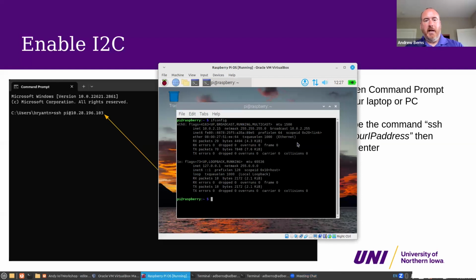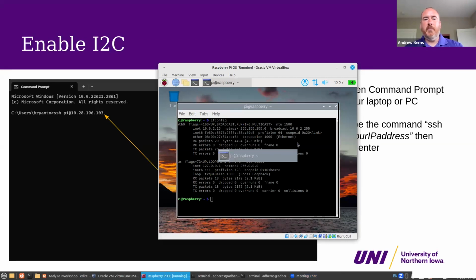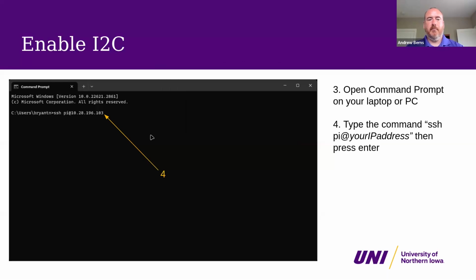Mine would be 10.0.2.15. Most likely yours is going to be 10 dot something or a 192.168 dot something. So you'll type that in and then press enter. What that's going to do is attempt to, again, connect through secure shell, so create a secure connection remotely to your Raspberry Pi Zero.